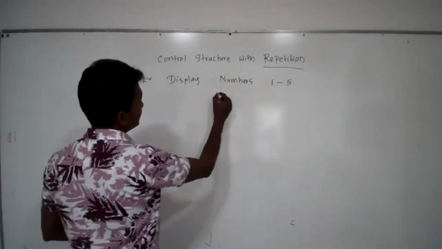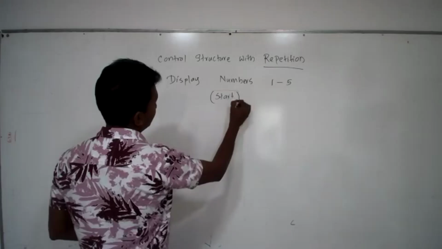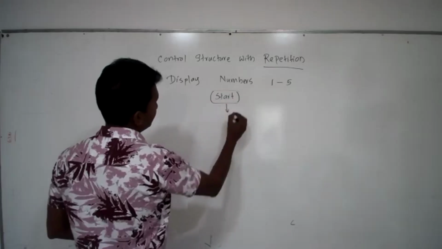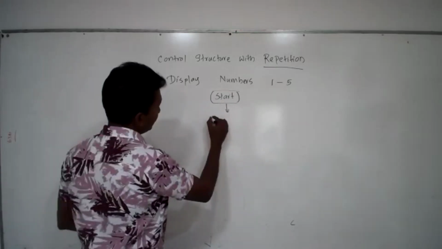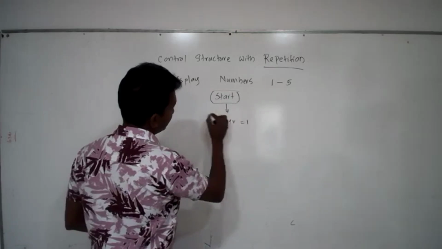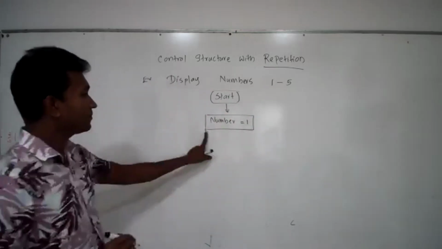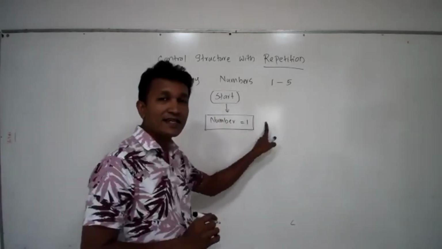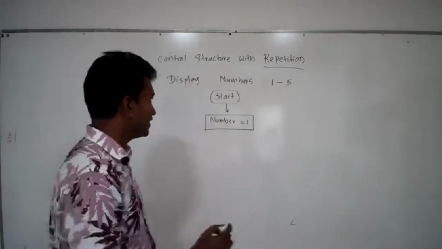All right. Start. Initially, we have to initialize the number as 1. පළවෙනිට අපි number එක 1 කියලා. මොකද මේ process අපි initialize කරනවා කියලා කියනවා. Initially number is 1, right?